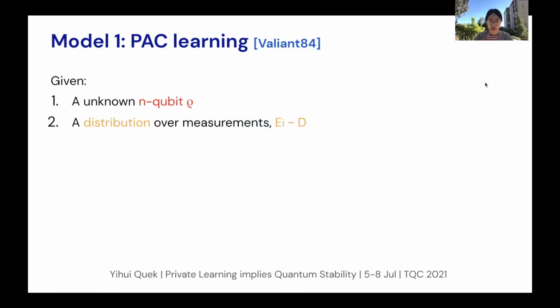So the first model we're going to look at is PAC learning, which was introduced by Valiant in 1984. So here, as usual, we have an unknown n-qubit rho and a distribution over measurements, which we're going to call D. So these are 2 outcome measurements.